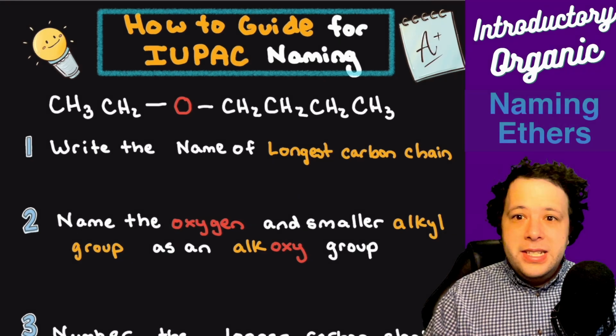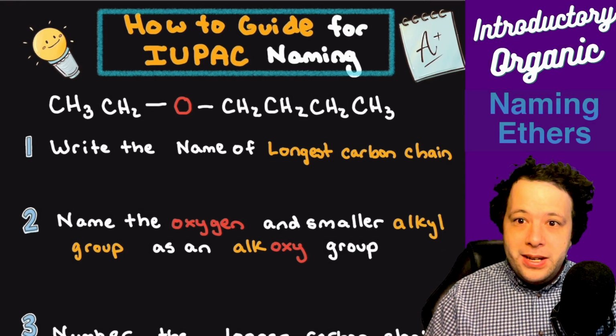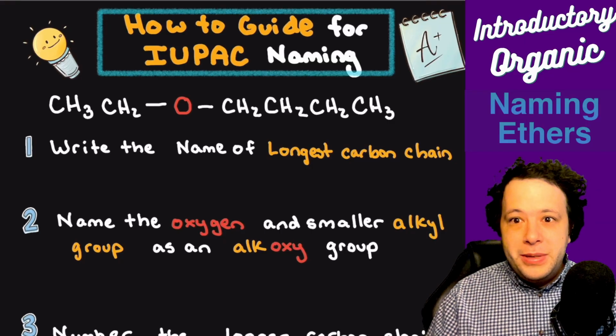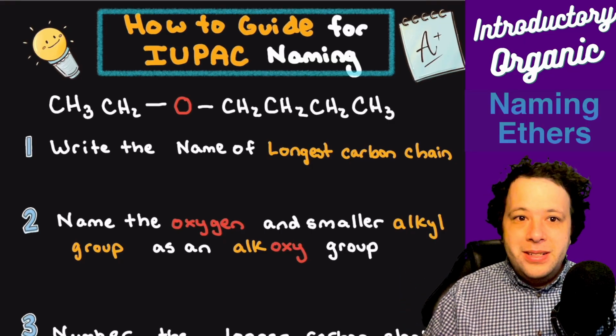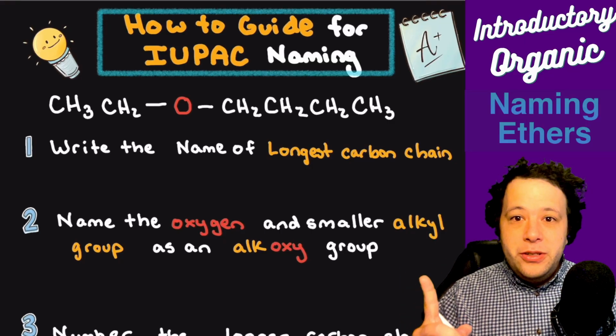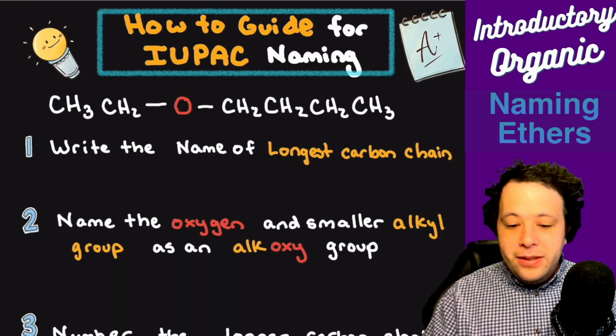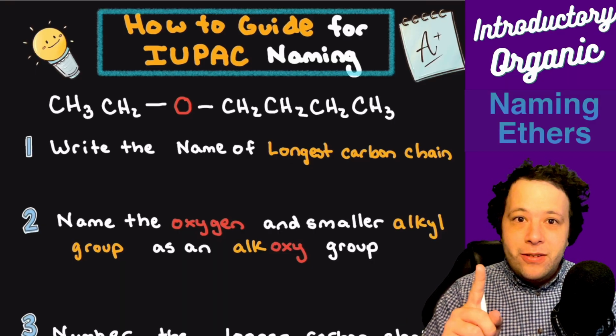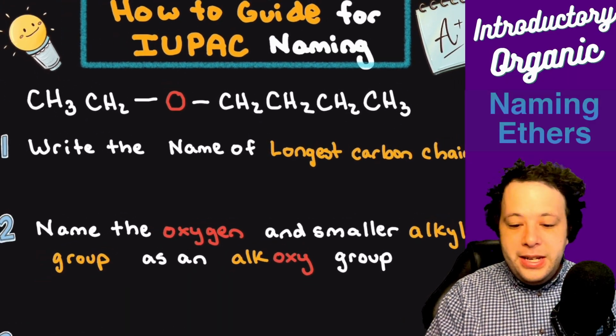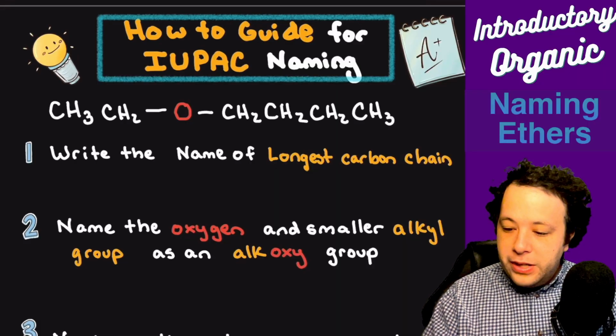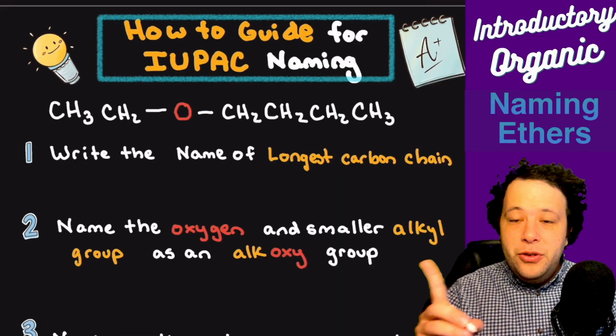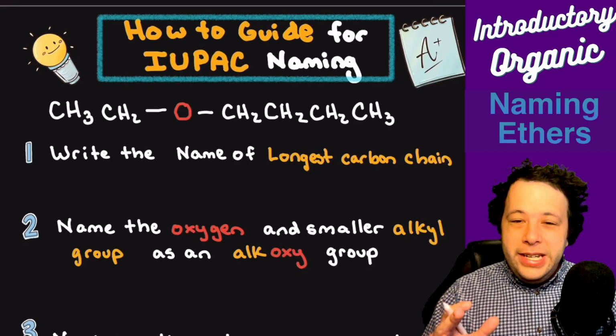So the first thing is that it's three simple steps for how to name ethers in the IUPAC naming system, which is the official naming system that we use internationally. With this system, you're going to first name the longest carbon chain. So I have an ether up here that we're going to be naming. We've got to look at the two branches that are on each side of the ether.